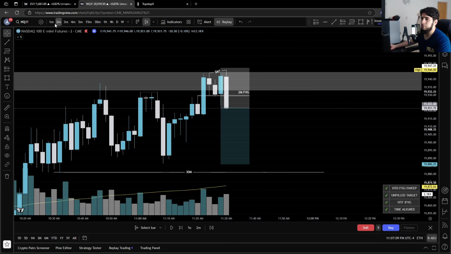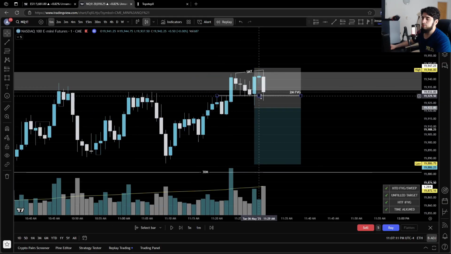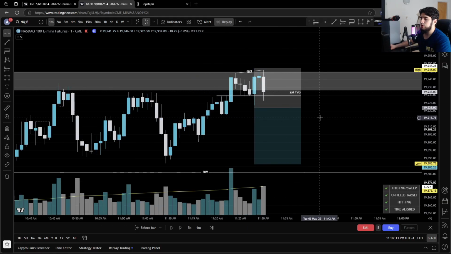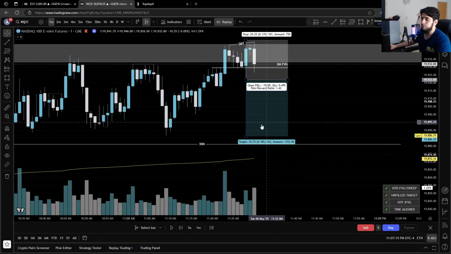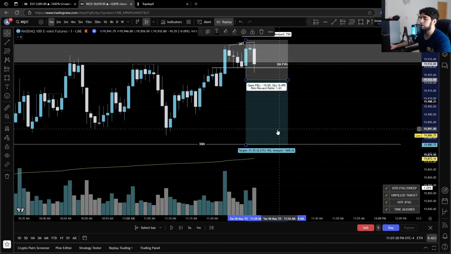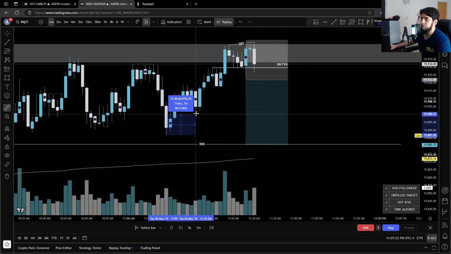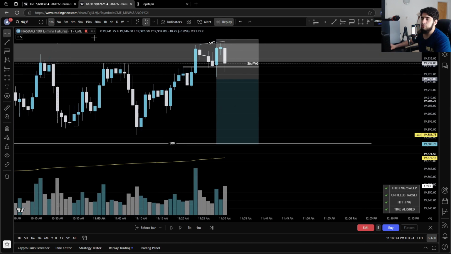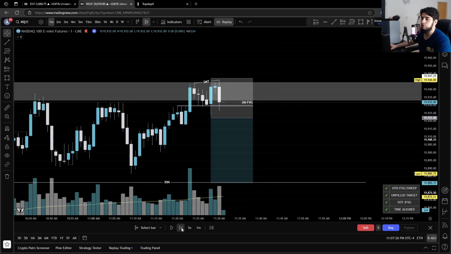We had this little 1-minute CISD. This looked honestly super clean. I was like, all right, I'm slapping a short, targeting this internal and this 30-minute. My final TP will be this 30-minute, and I'll take partials at this internal or this internal. Unfortunately, the trade ended up stopping us out.